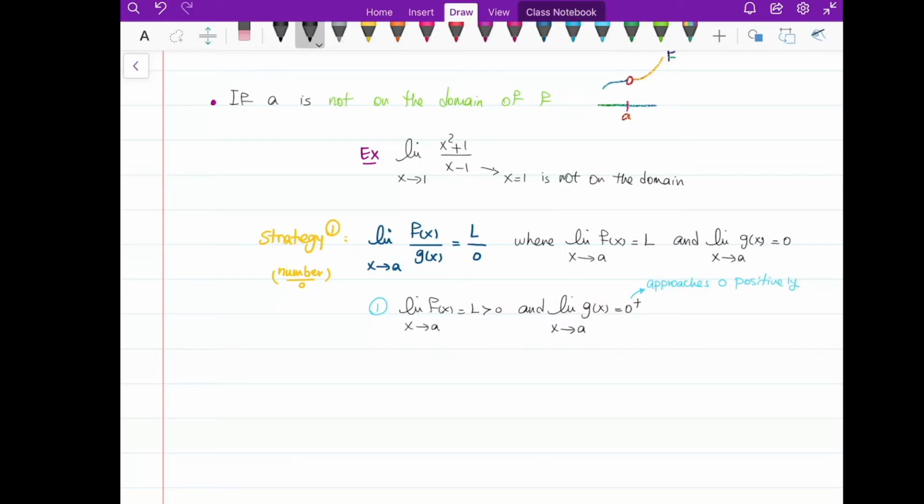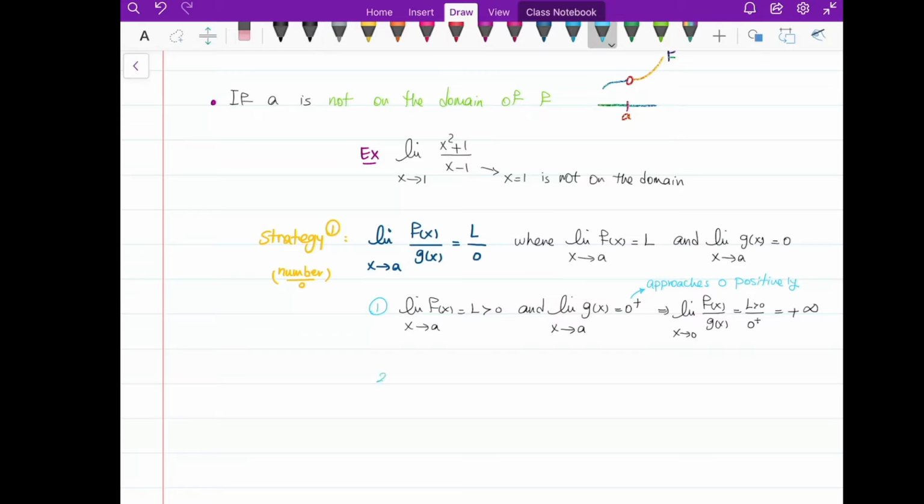Okay, so if we have this situation, we get the limit of f of x over g of x as x goes to 0. We get a number L which is positive, and we get 0 on the denominator, but from some numbers that are greater than 0. I have a positive number in here, a positive number in here, which is so close to 0. That's why we get positive infinity.